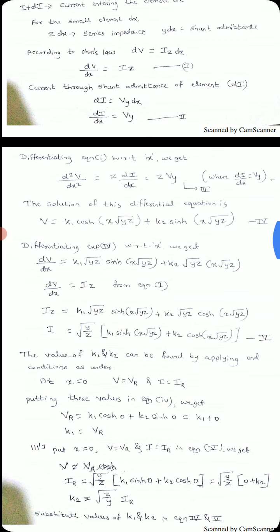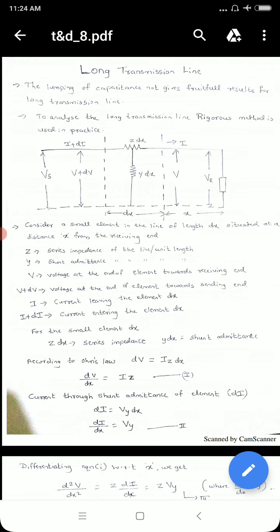The values of k1 and k2 can be found by applying the end conditions. At x is equal to 0, that is at the end point, V is equal to Vr and I is equal to Ir. So putting the values, we get Vr is equal to k1 cos hyperbolic of 0 plus k2 sin hyperbolic of 0. We know that cos hyperbolic of 0 is 1 and sin hyperbolic of 0 is 0.